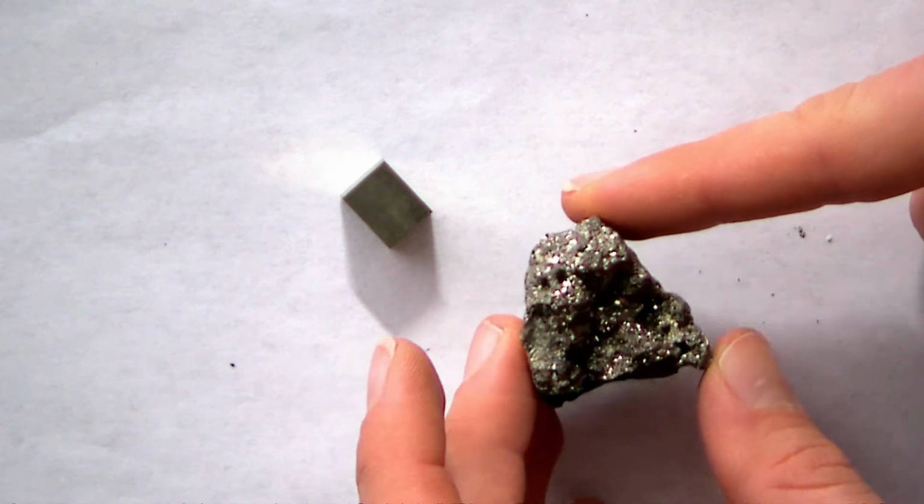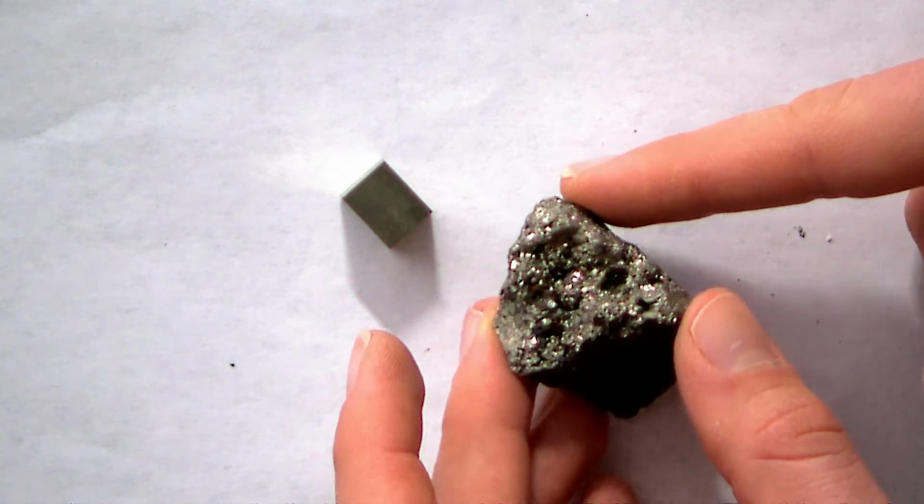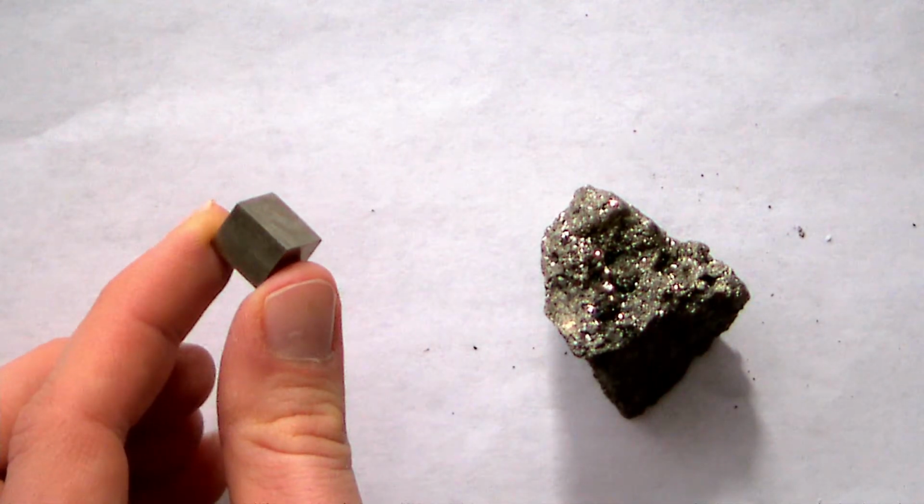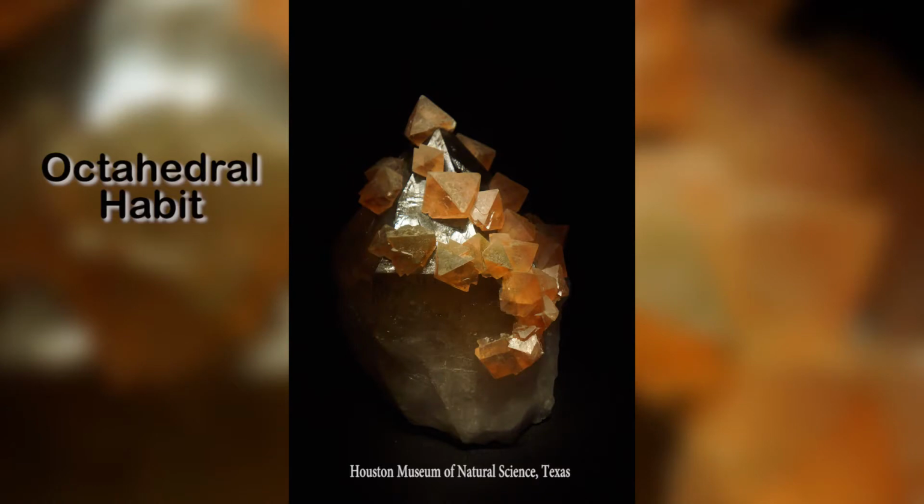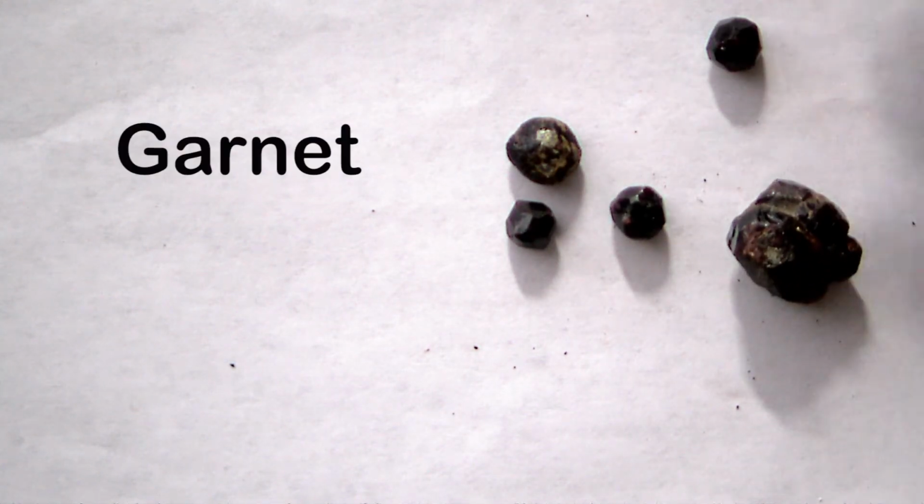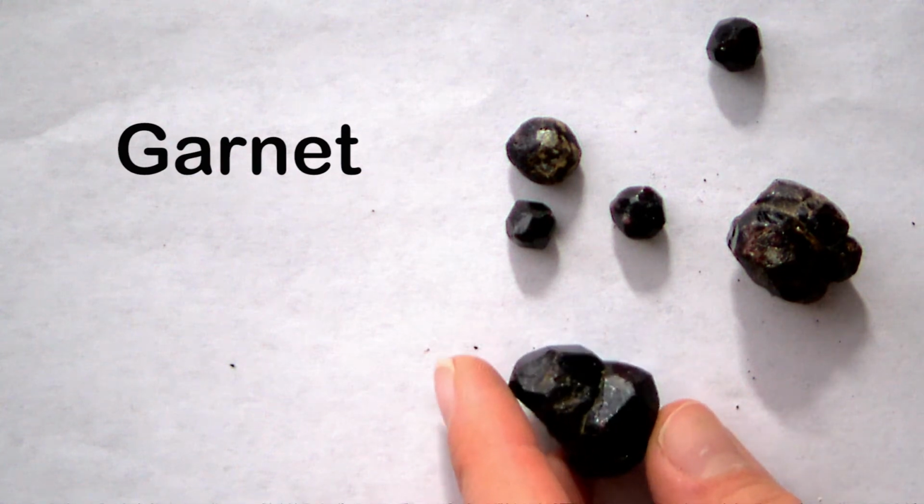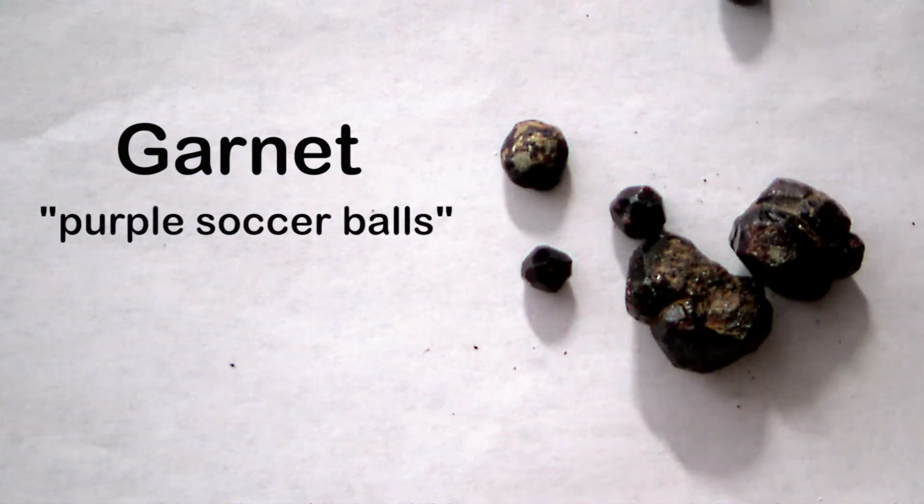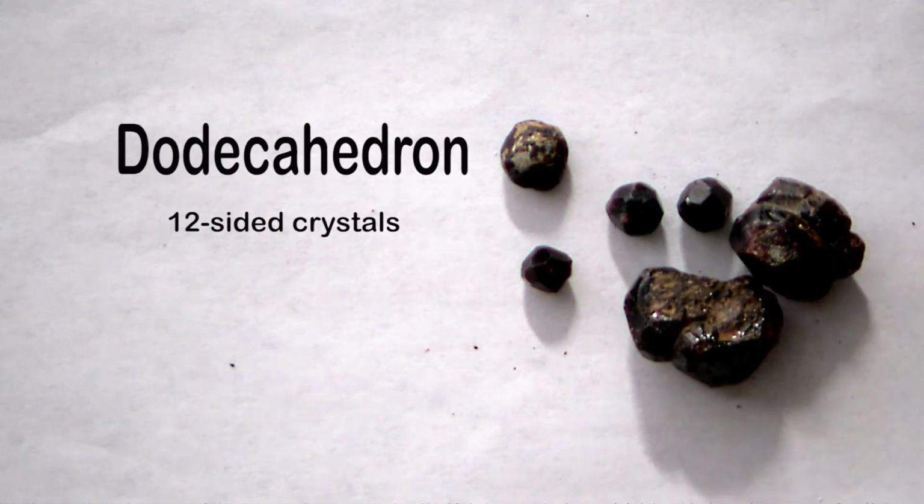And if we were to look under a magnifying glass, we would see that each of these looks very similar to this, only smaller. We also have octahedral habit, which has 8 sides, which you can see in this photograph of fluorite. Here come the soccer balls. I like to call garnet, which is the January birthstone, little purple soccer balls. These are 12-sided crystals called dodecahedrons.